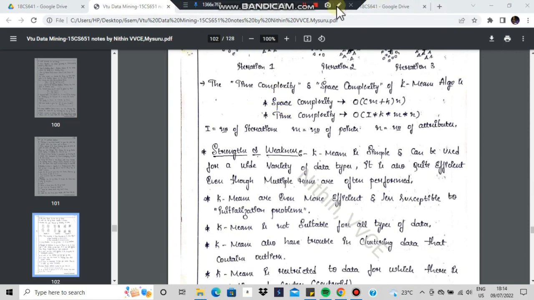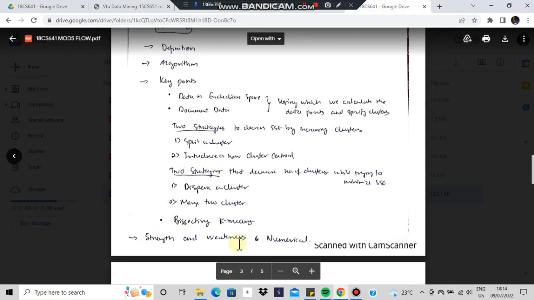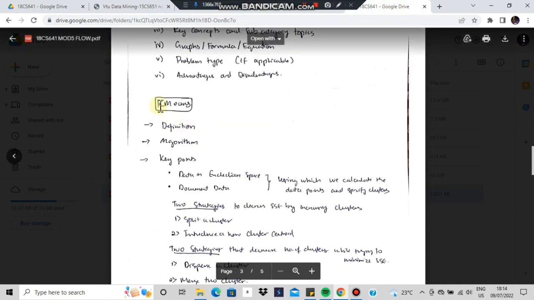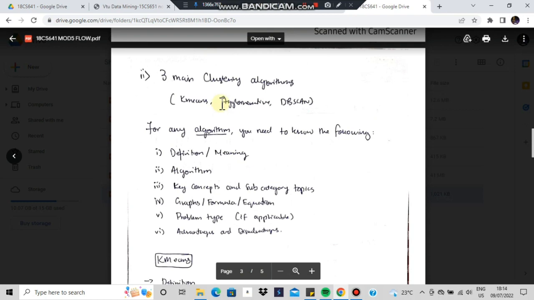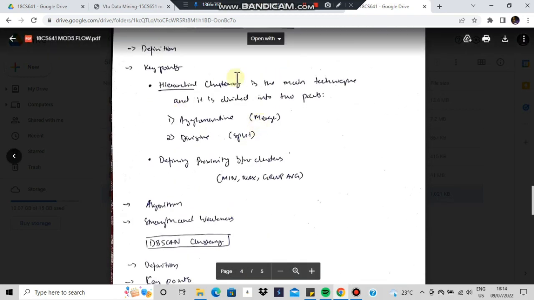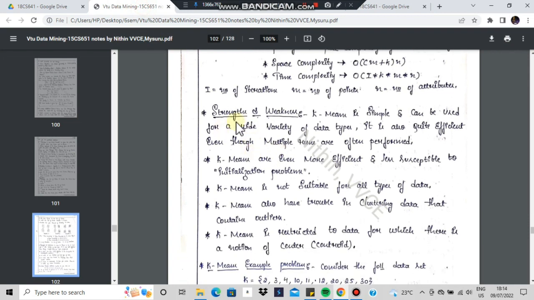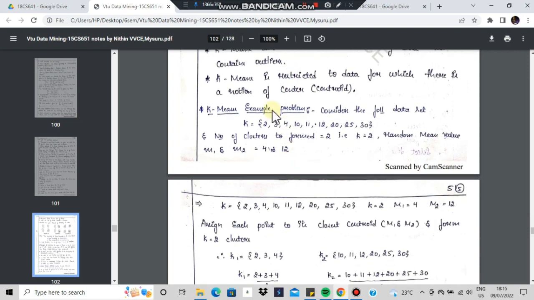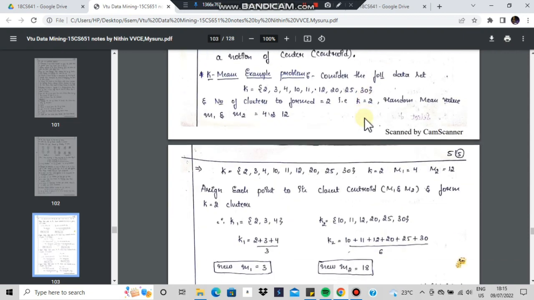Last topic of k-means clustering is the strengths and weaknesses, and the numerical. Then we'll be done with k-means and we'll be left with two more, agglomerative and DBSCAN, which are very simple ones. Then we'll be done with the half module. Okay, so let's quickly discuss the strengths and weaknesses. Actually, you can go through it; I need not tell about these things. And we'll be discussing the problem type now. This is a very important problem, so make sure you listen carefully.